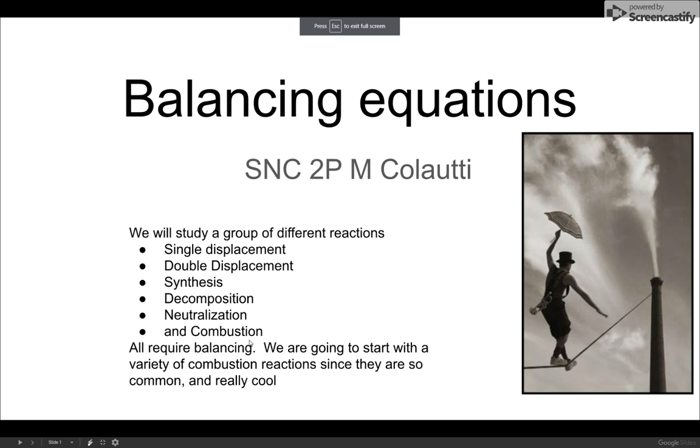Balancing equations. We're going to look at balancing equations of several different kinds, and we'll start off with some combustion ones because they're way cool.